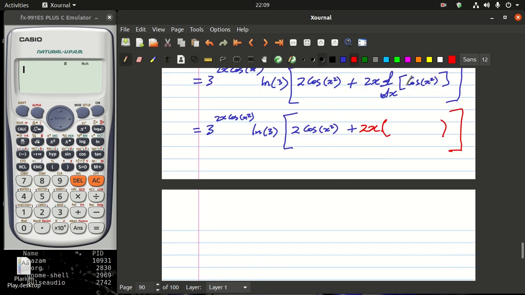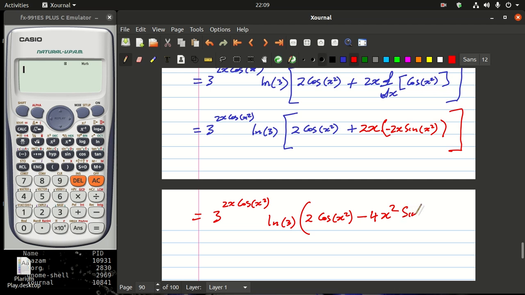So this derivative is just minus 2x sine of x squared, and then I can simplify further and just say I have 3 raised to 2x cosine of x squared, and then I have a ln of 3 here, and then inside, of course, I am going to have 2 cosine of x squared, and then minus. If I'm multiplying a positive and a negative, I'm going to get a negative. 2 times 2 is going to be 4. x times x is going to be x squared, and I have this sine of x squared. So that's how you end up finding this nice derivative here.